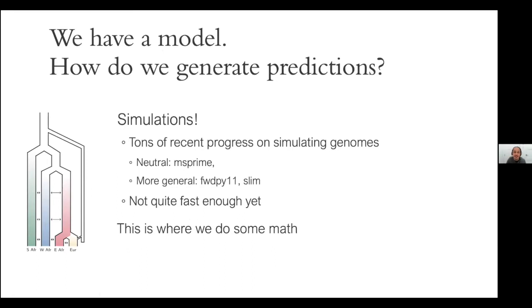There's tons of really amazing recent progress on simulating genomes. If you are interested in this but haven't been following this literature, there's a lot of really cool simulators out there. Unfortunately, it's not fast enough for us to run these simulations because we still have to simulate thousands of genomes or potentially millions of genomes if we want to do a full simulation of the entire population. And it's just not fast enough yet to do this kind of inference. So this is where the math is going to come in.